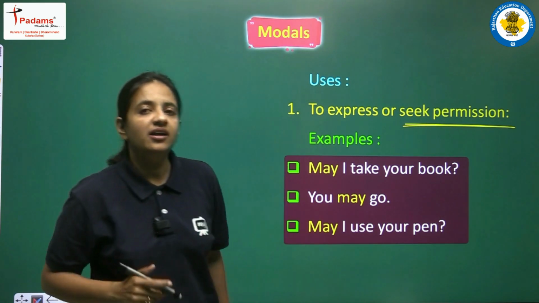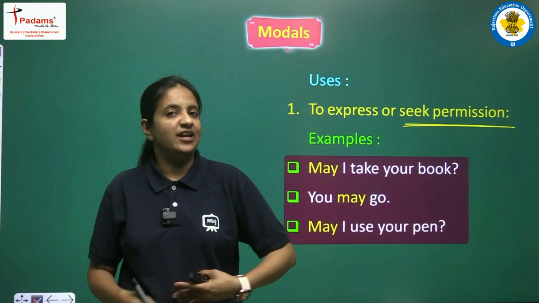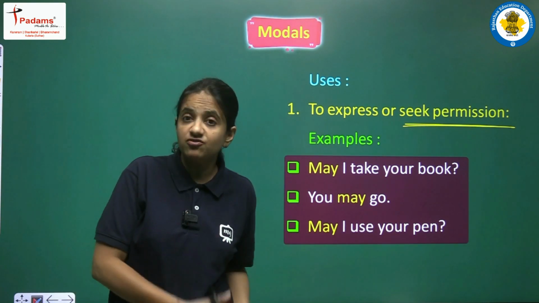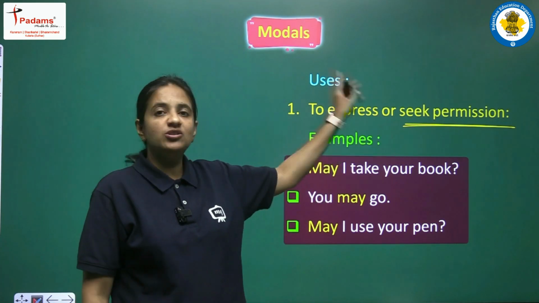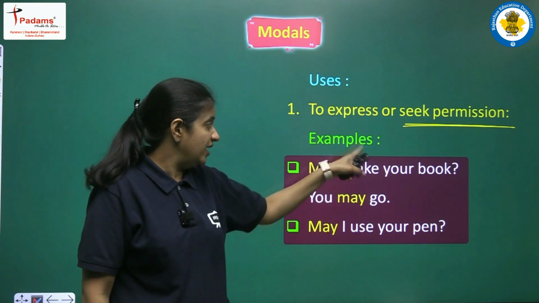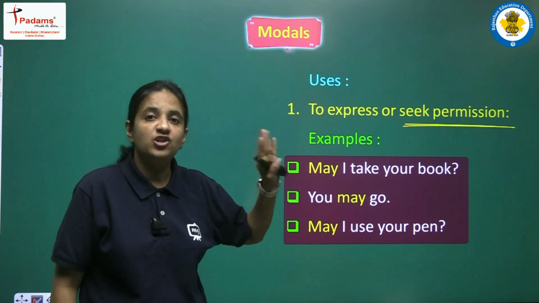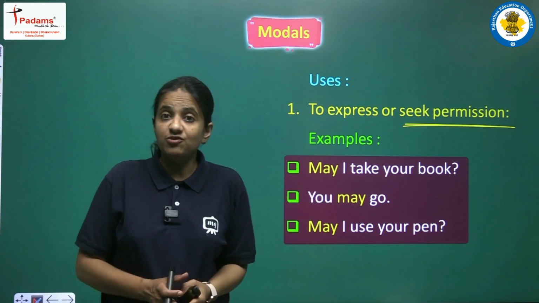So when we are trying to express, when we are trying to show, when we are trying to ask for the permission, then we have to use this modal, that is may. So let's see the examples. May I take your book? So here we are asking for the permission.